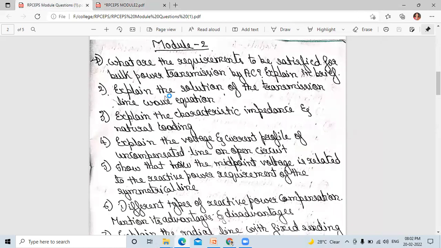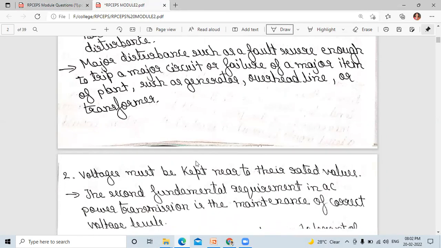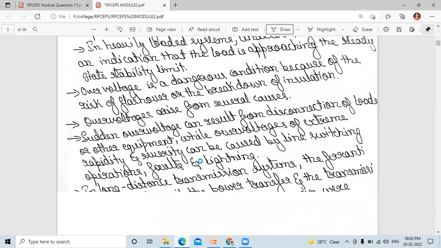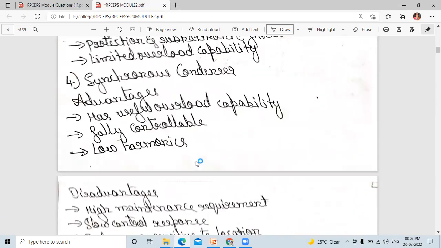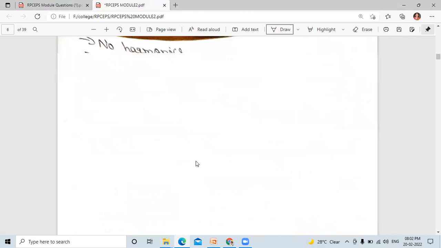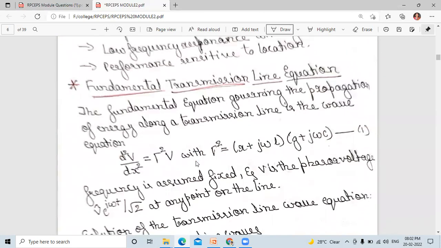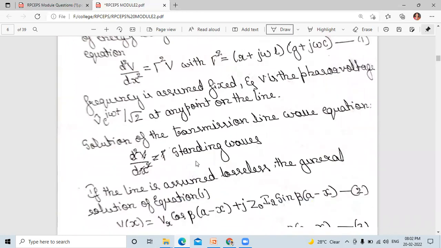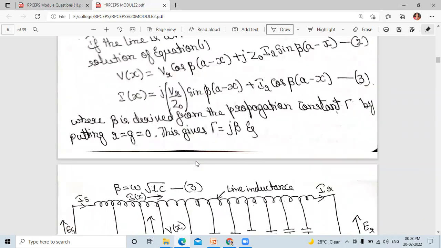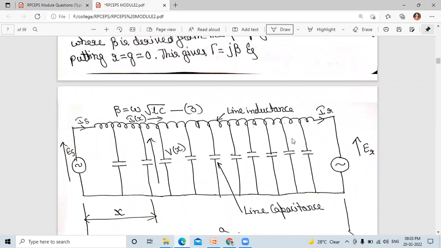And the next question is: explain the solution of the transmission line wave equation. This is a small question with a simple answer. It is the fundamental transmission line equation, only the fundamental transmission line equation. Three equations, and if you want, you can draw the circuit, because it is not there in the textbook. It is just an introduction. If you want, you write it, it will be good.